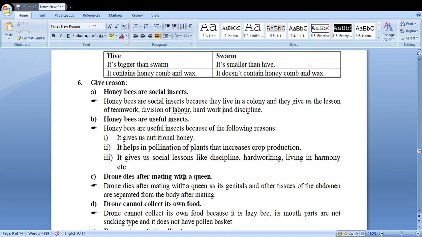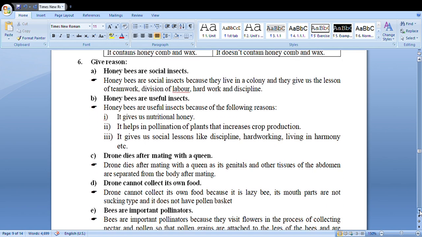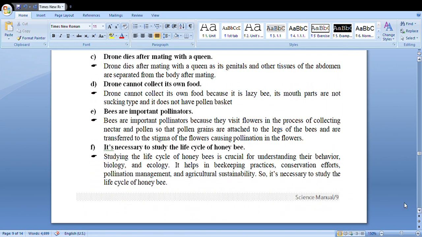Drone bee dies after mating with the queen. Why? Drone bee dies after mating with the queen because its genitals, meaning reproductive organs, and other tissue of the abdomen are separated from the body after mating. So it dies after mating.